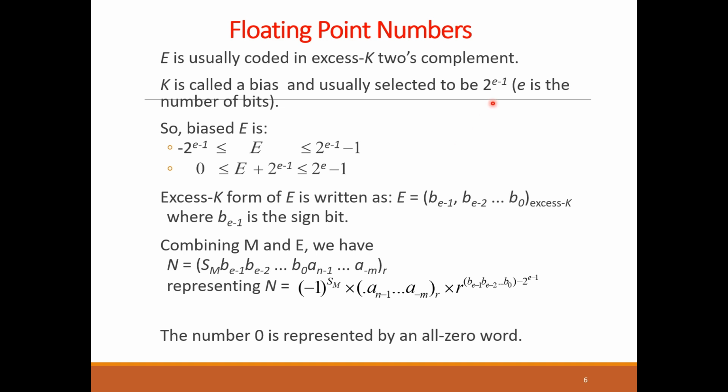Okay, you are getting it? So if it is 8 bits for keeping the exponent part, it will be 2 to the power 7, right? So 128 will be added with the exponent. So this E will range from minus 2 to the power E minus 1 to 2 to the power E minus 1 minus 1.